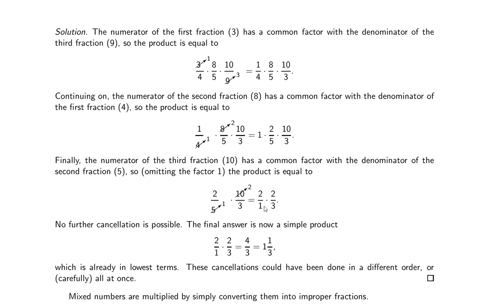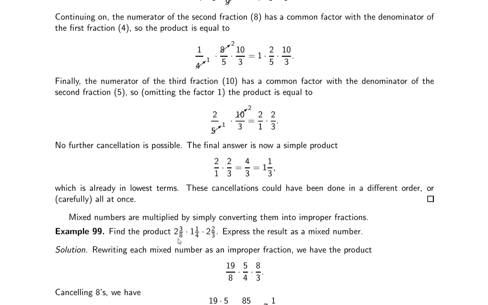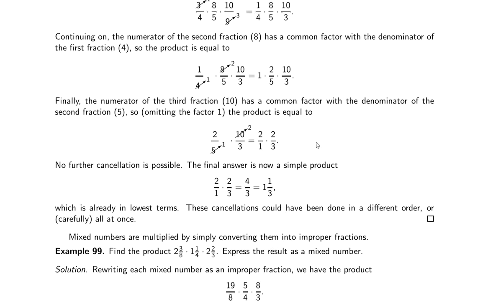So we're left with just 2 times 2 and 1 times 3. So 4/3, that's an improper fraction. You can convert that to a mixed number, 1 1/3. We'll get into more mixed numbers later. So that's precancelling.